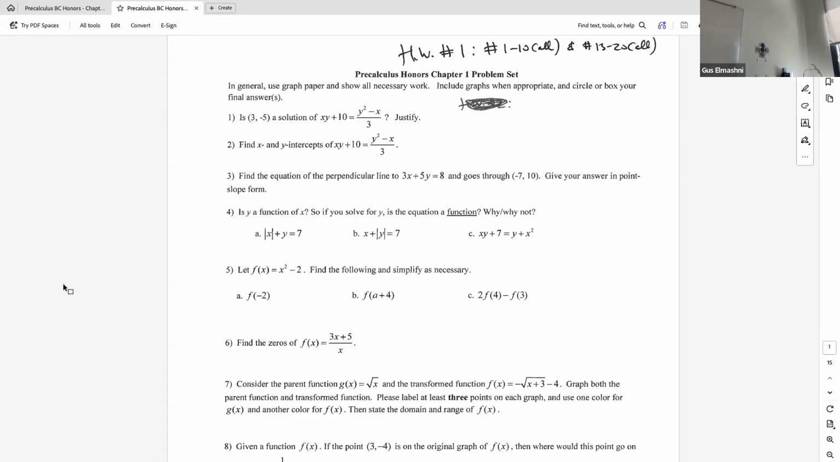It says what to do. It says do 1 through 10 all, and 13 through 20 all. Alright, this is the Notes. I need to put in something there.